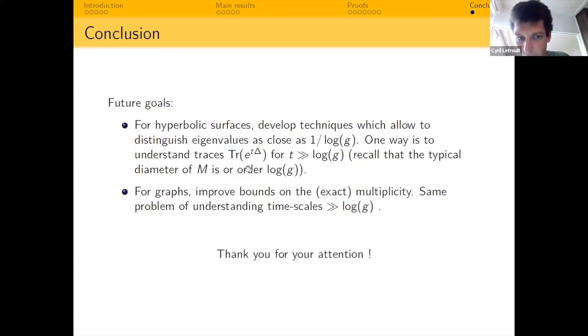We stopped at R2, and R2 is C log g, and there is a good reason for this, because the typical diameter of M is of order log g. In the same way, here I stated the problem for hyperbolic surfaces, but you can start with the case of graphs, and you can try to improve bounds on the exact multiplicity, and you have the same problem of understanding timescales greater than log g. So I thank you very much for your attention.